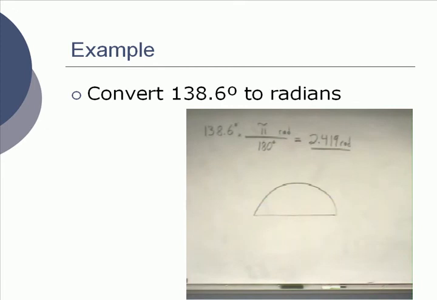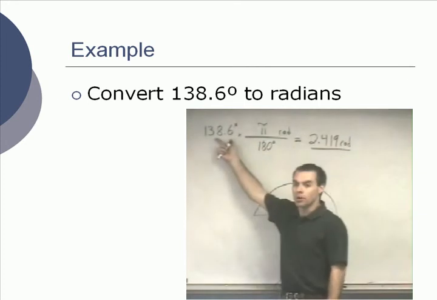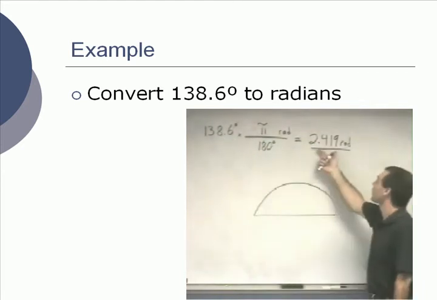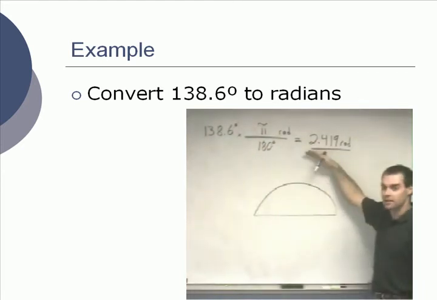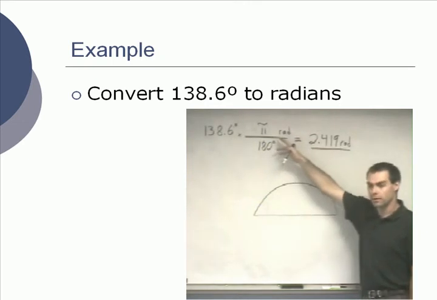Now try to get a sense for radians while you're doing these problems. 138.6 degrees, is that more or less than a half of a revolution? It's a little bit less than half. So 2.419 radians is a little bit less than half, because we know that half a revolution is 3.14.